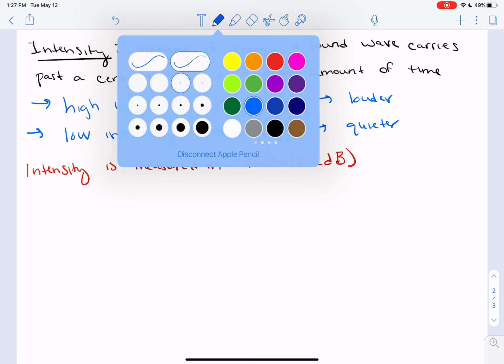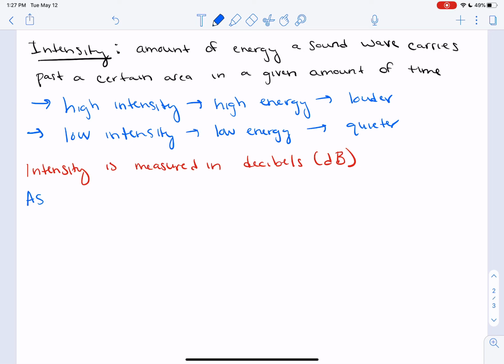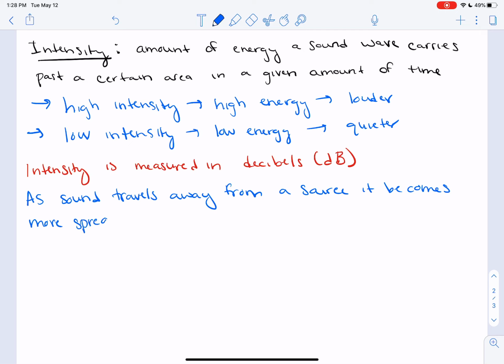Let me write that down. So as a sound travels away from a source, it becomes more spread out and less intense. And I'm going to say intensity decreases as the square of distance. So let me explain what that means.